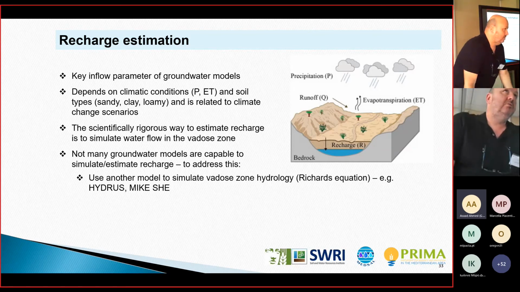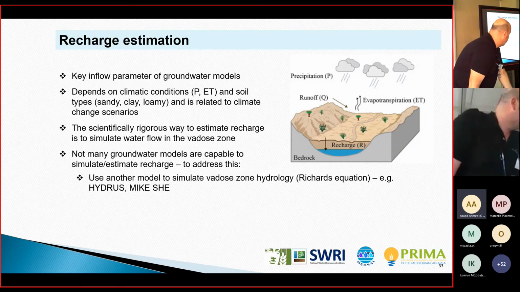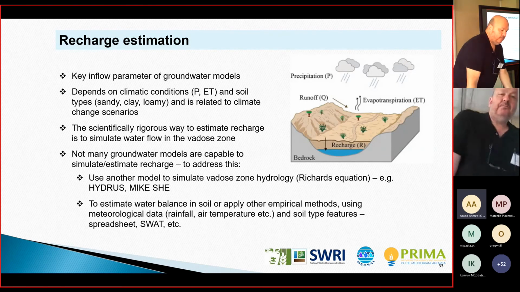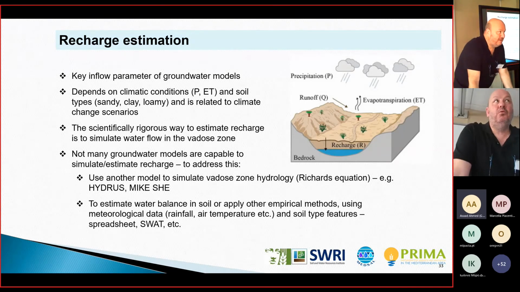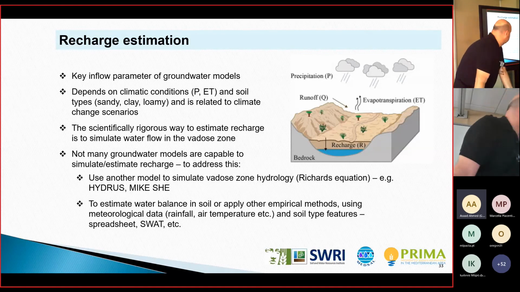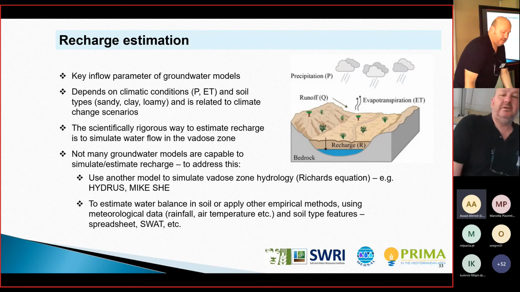One option is to use another model to simulate the vadose zone hydrology, preferably a model that solves Richards' equation. An example of this kind of model is HYDRUS or a similar model. Another option is to estimate the water balance in the vadose zone, in the soil, or apply other similar empirical methods that use hydrological data and soil type data. And you can do this more easily by a spreadsheet or using a simpler model like SWAT.